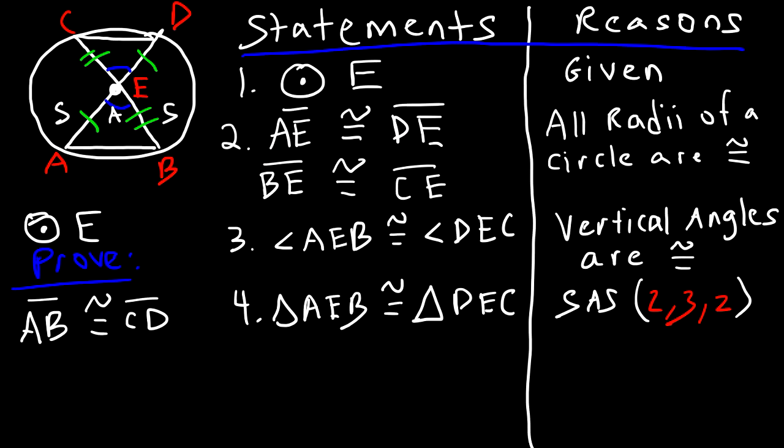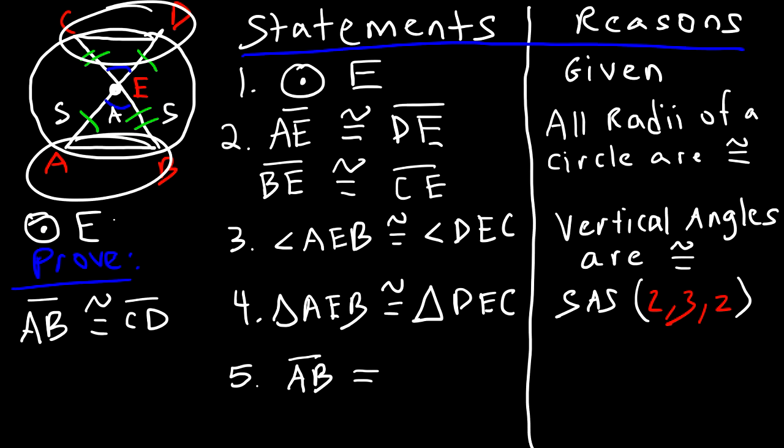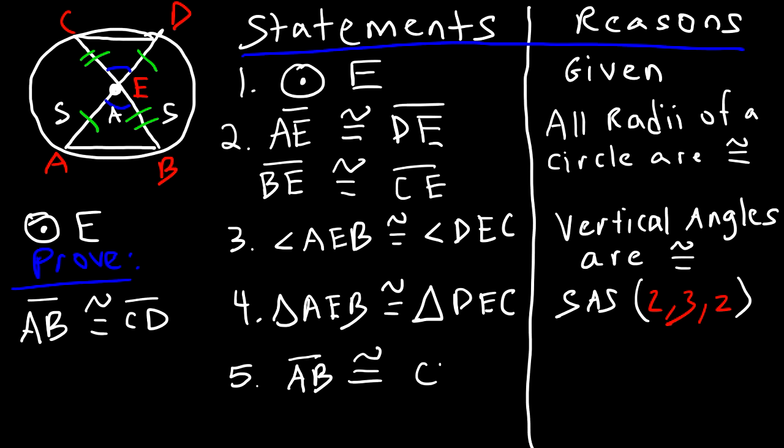So now that step 4 is finished, and the 2 triangles have been proven congruent, we can move on to our last statement, which is the statement that we're trying to prove. And that is that AB is congruent to CD. And the reason is CPCTC: corresponding parts of congruent triangles are congruent.